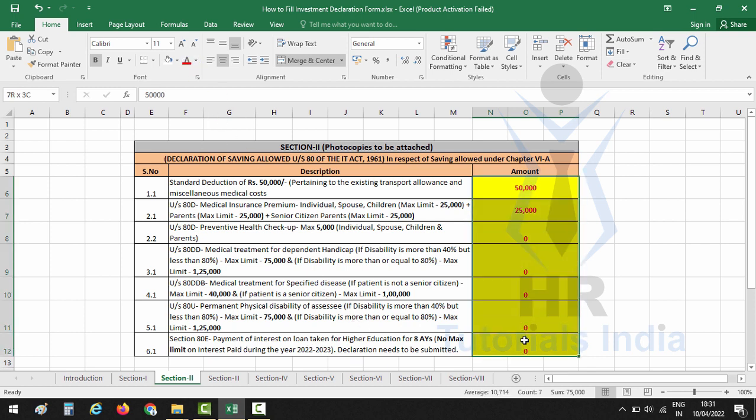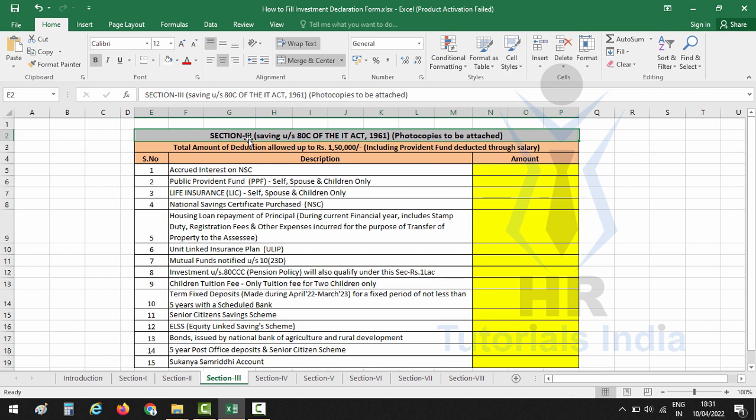So dear friends, we have filled the required details under section 2. Now let's move on to section 3. Section 3, savings under 80C of the Act 1961, photocopies to be attached. The total amount of deduction allowed is up to 1,50,000, including the provident fund deducted through the salary, which means the PF deducted from employee and employer also comes under this section.